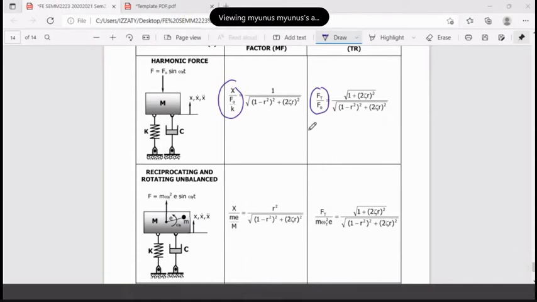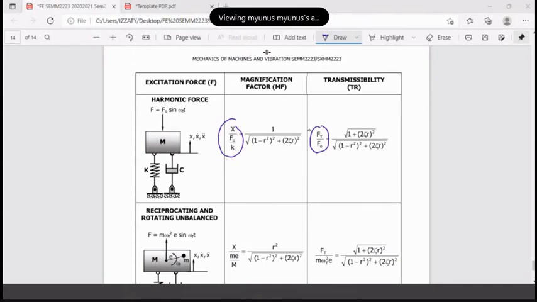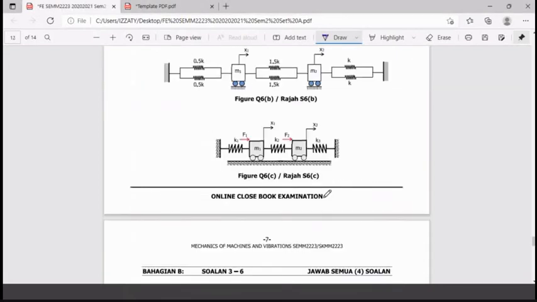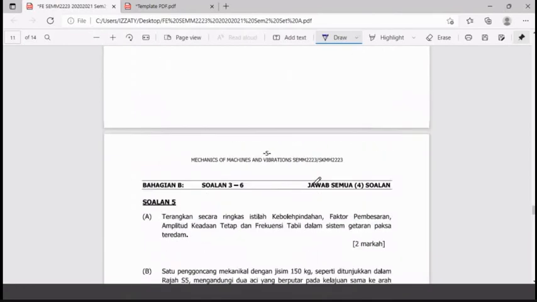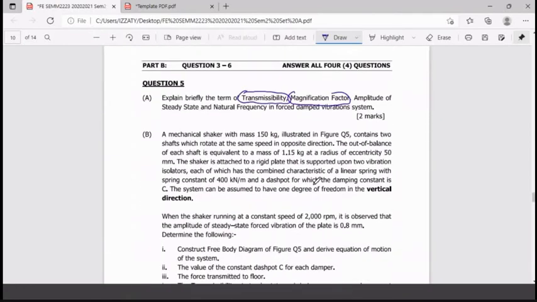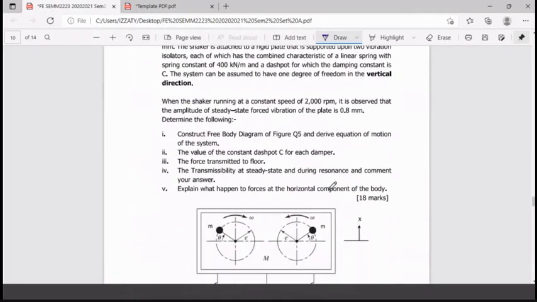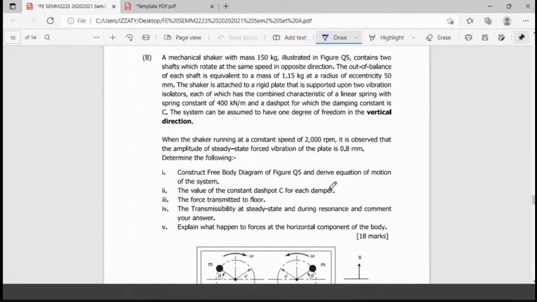So anyway, the magnification factor here, this one, is defined as the amplitude of the steady state divided by the static deflection. This one is the static deflection. So this is not very difficult, it only carries a couple of marks here. And we move on to look at the steady-state amplitude and natural frequency for forced vibration. You can do this one on your own. The most important thing I think will be the second part of Part B.